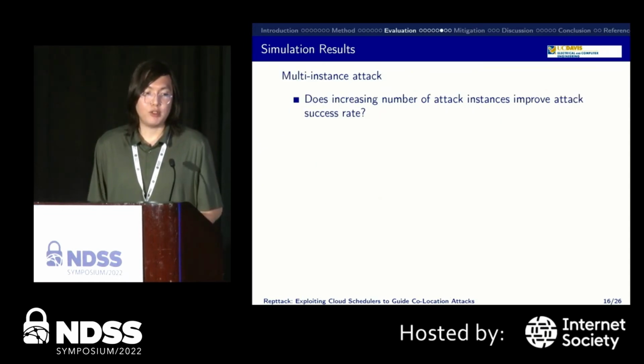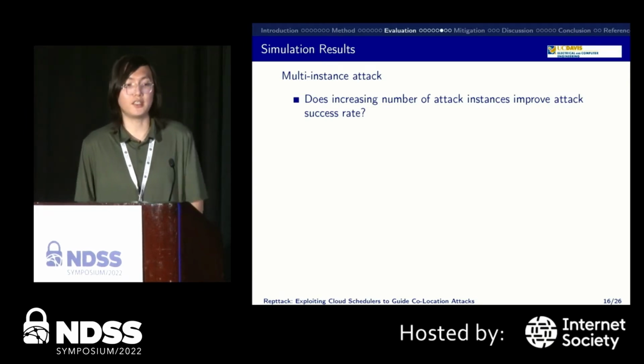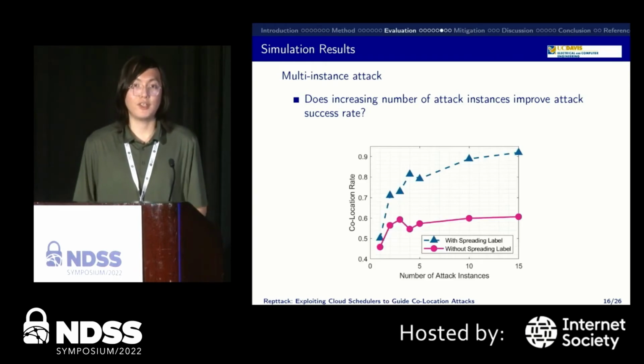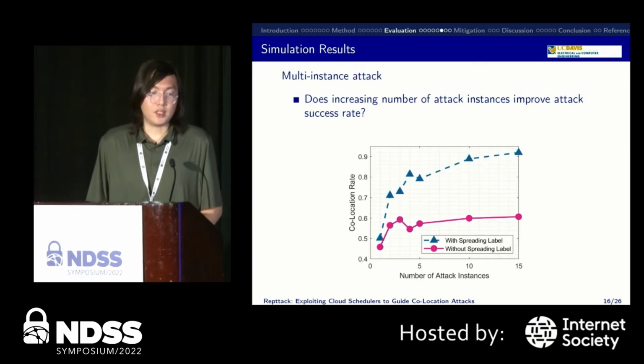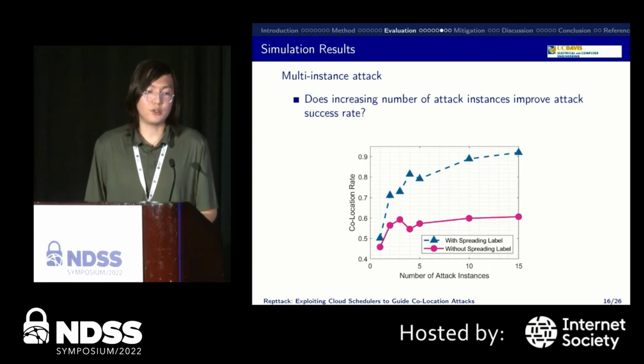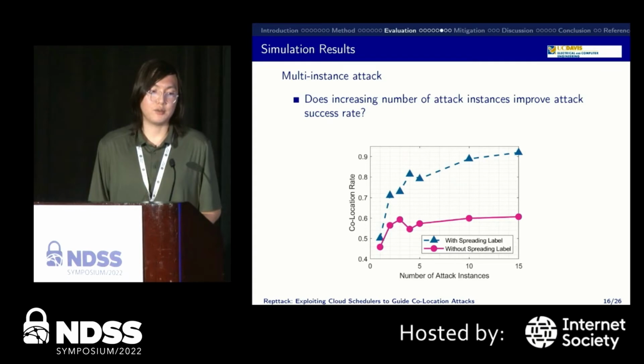Then we run a multi-instance attack, which is closer to a real-world scenario. We want to answer this question: does increasing the number of attack instances improve attack success rate? The answer is absolutely yes. And by how much? We try two different strategies. The first one is we trivially just issue multiple instances, but with the replication step. We can see that the collocation rate can increase by around 20%, from about 45% to around 60%.